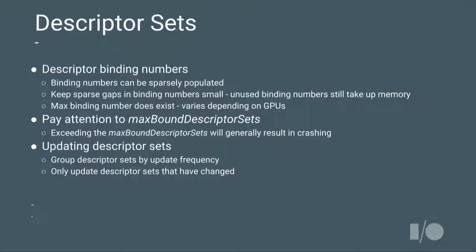So you can sparsely populate binding numbers on the descriptor sets, but keep the gaps small, because unused binding numbers still take up memory. There also is a max binding number. It's not obvious, but if you try to assign a binding number of like 32,000, most GPUs won't support it, and the validation will call it out, and tell you that your binding number is too big. There's also a limit on how many descriptor sets you can have bound at one time. And this gets reported to you by maxBoundDescriptorSets. And right now, if you try to bind more descriptor sets than your device supports, you'll just get a crash.